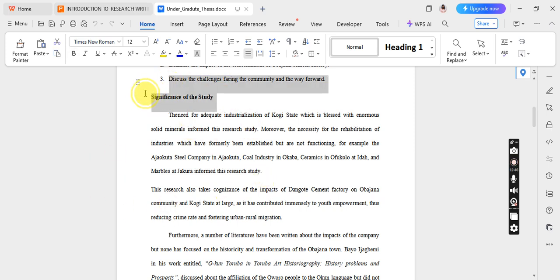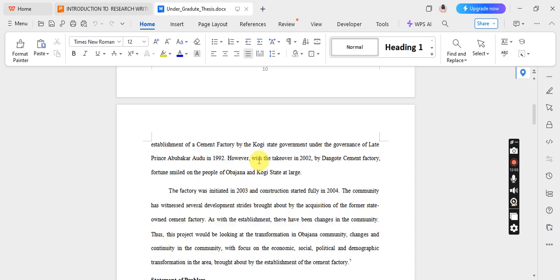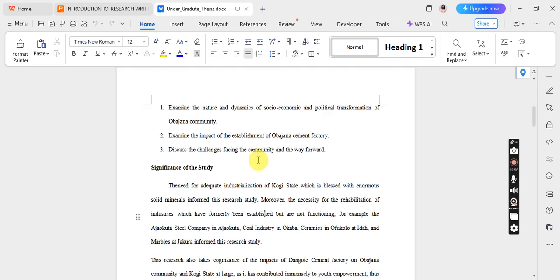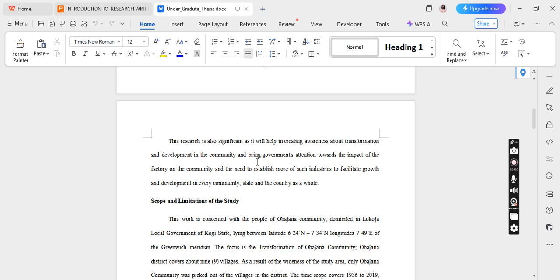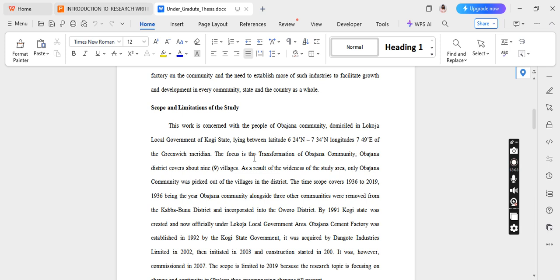So you see another reason why outline is important. So all these things are the things you use as a building block for your foundation in any research writing. You see the way they just followed from background, statements, aims and objectives, significance. Why is it important? There's scope and limitation. What is scope and limitation talking about?